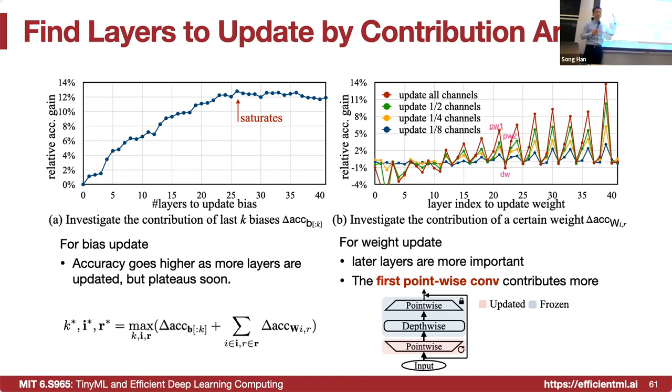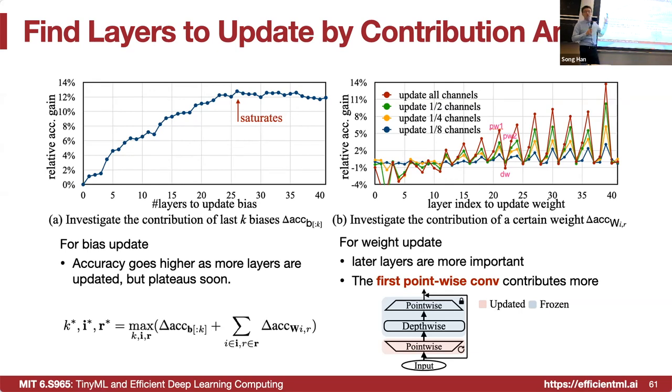So given these observations, we need to make three decisions. So first of all, which bias do we update? And which weight do we update? If we update it, do we update all the channels or half or quarter or eighth of channels, right? So here we are using an automated approach to decide which one of them to update. Okay. So given the constraints, we want to figure out which K layers do we update the bias and which I layers do we update the weight. And what is the ratio of the tensor we update?